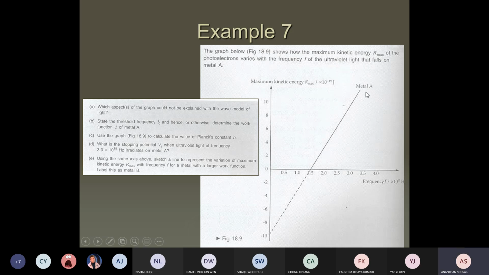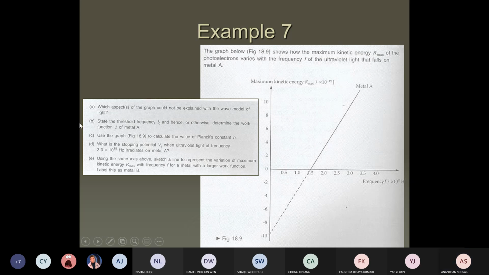Another factor is the graph itself. The maximum kinetic energy of the electron looks like it is directly proportional to the frequency. Frequency affects the kinetic energy. That's another factor. These are the two factors. Wave theory is unable to explain this. Wave theory predicted that kinetic energy depends on intensity, not frequency. So that's the first answer: the existence of a threshold frequency, and the maximum kinetic energy is dependent on frequency.